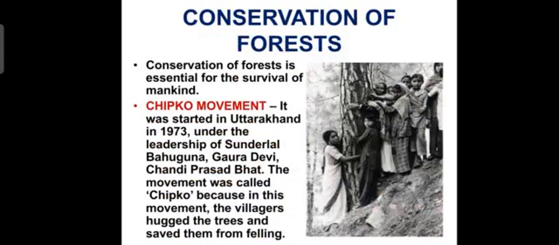Conservation of forests. Conservation of forests is essential for the survival of mankind. Chipko movement. It was a non-violent movement aimed at protection and conservation of trees and forests from being destroyed. Chipko movement is also known as Chipko Andolan. This movement took place in Uttarakhand in 1973. It created an example for starting of non-violent protest in India. This movement was started under the leadership of Sundarlal Bahuguna, Gaura Devi and Chandi Prasad Bhatt. The movement was called Chipko because in this movement the villagers hugged the trees and saved them from felling.